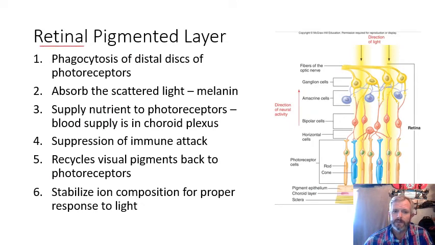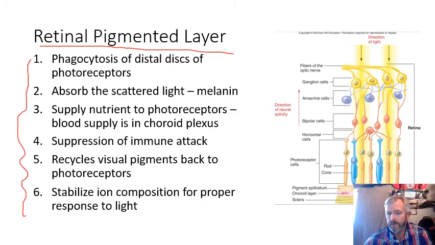So the pigmented layer, before we get into the actual signaling taking place in here, has many functions that help operate these photoreceptors. They supply nutrients to photoreceptors. They help absorb scattered light. So there's light coming in, and some of it is scattered. There is melanin in there, so it helps absorb the extraneous light so we can get the light we need focused. They help phagocytose the discs and the receptors. They also recycle the pigments.